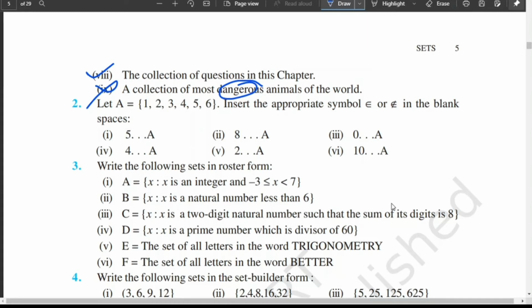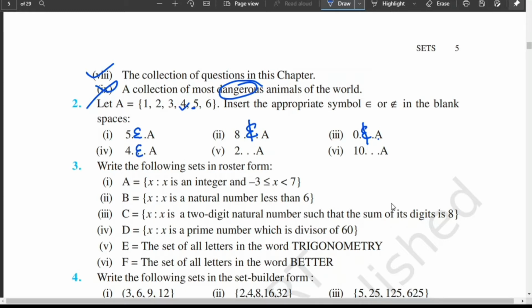Then next one, the second one: A is having the set elements 1, 2, 3, 4, 5, 6. Members are shown. Insert the appropriate symbol, belongs to or does not belong to, in the blank. 5 belongs to A, 5 is here. Yes, it belongs to A. 8 belongs to A? 8 is missing, so does not belong to. 0 belongs to A? 0 is not there in A, does not belong to. 4 belongs to A? Yes, 4 is there, so it belongs to.